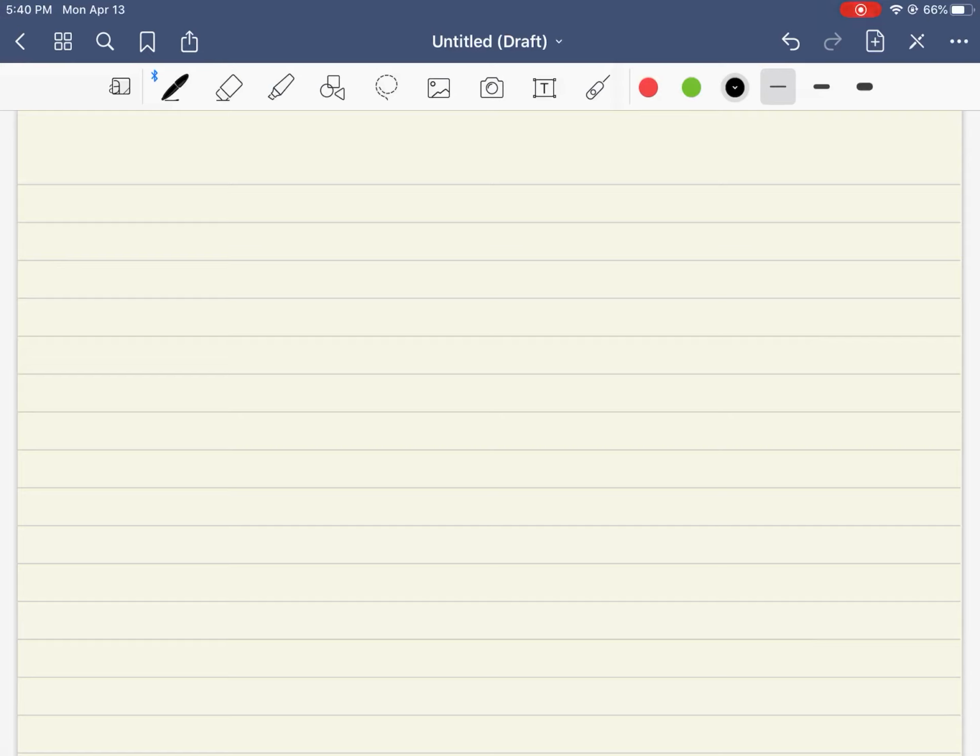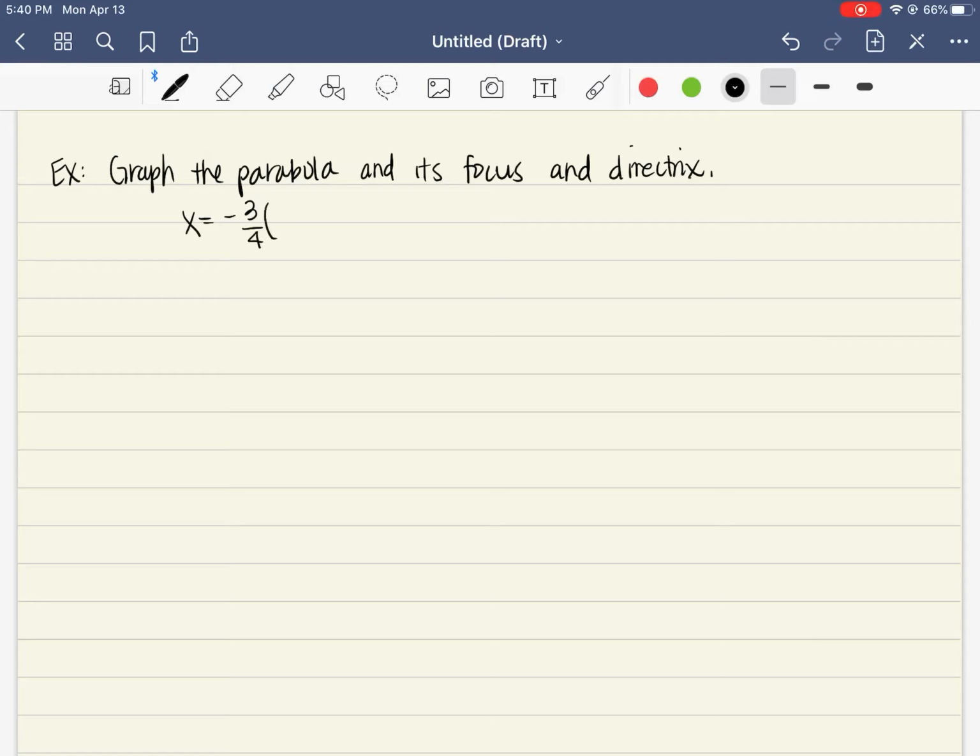Okay, so looking at this one, let's graph the parabola, its focus, and directrix. So let's say we're given this parabola: x is equal to -3/4 (y + 4)² - 1. That will be a good a value.